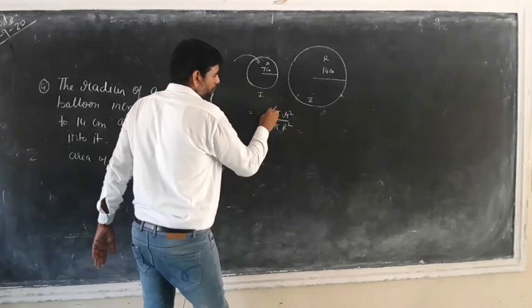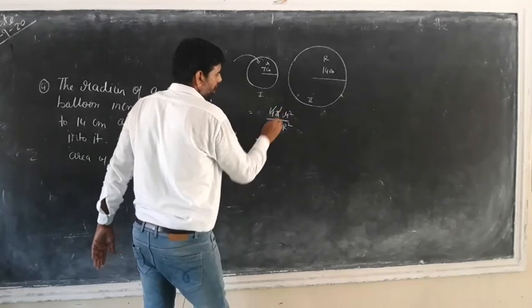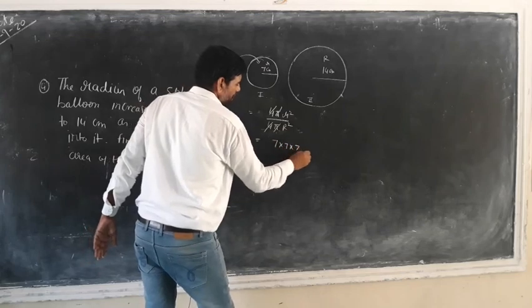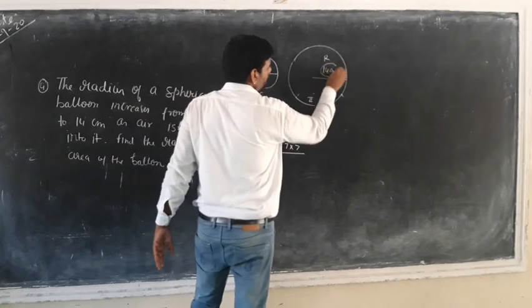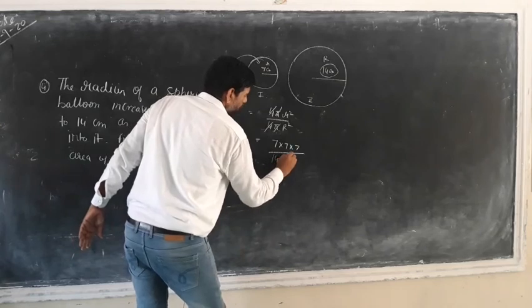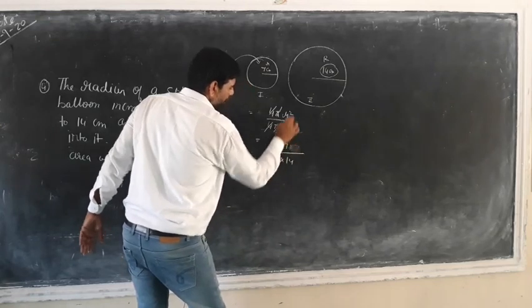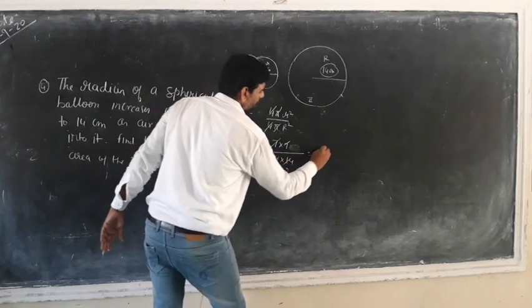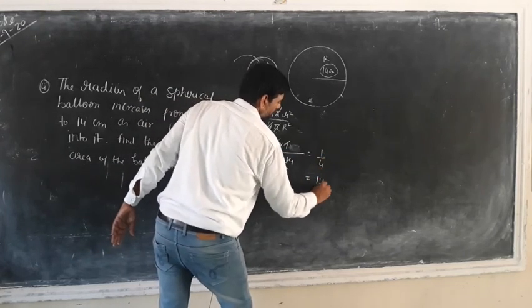So 4 and 4 cancel, pi and pi cancel. The radius in the first case is 7 into 7, and in the second case the radius is 14, so 14 into 14. Sorry, it is square. 7 twos are 14, 7 twos are 14, so the ratio is equal to 1/4.